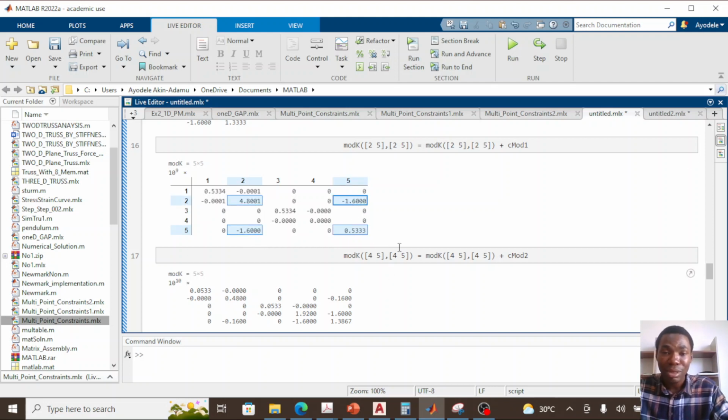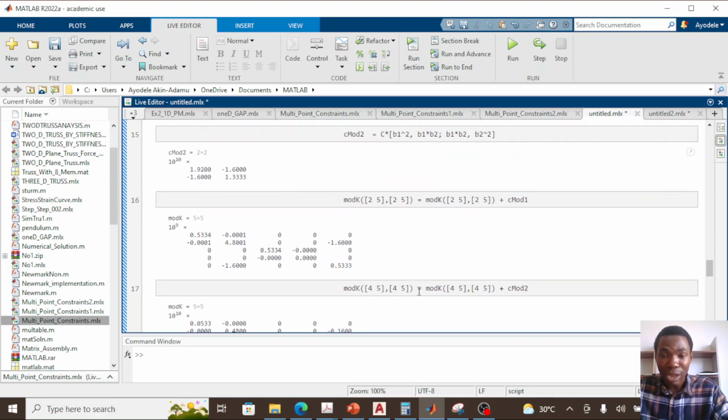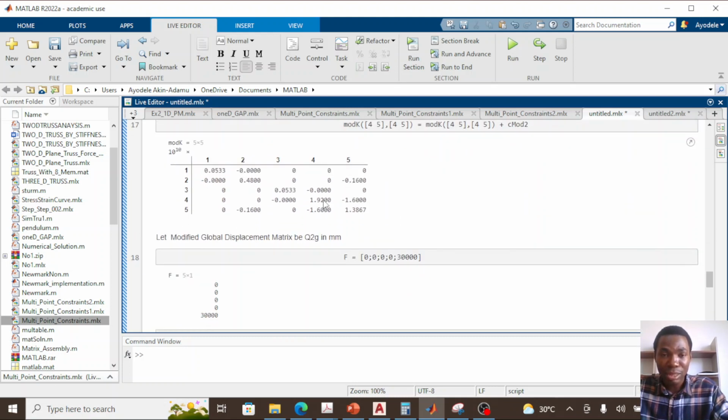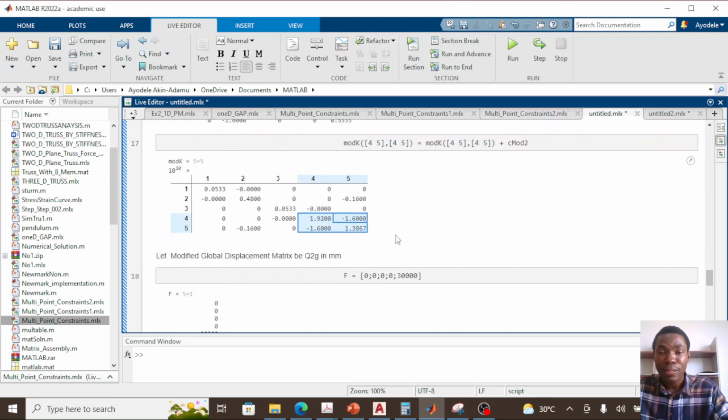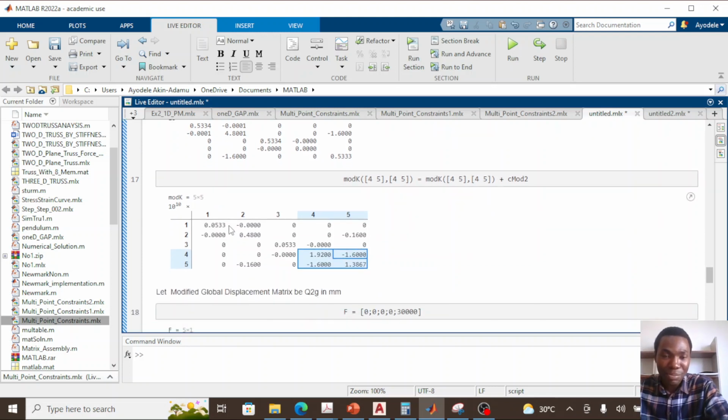For the second multi-point constraint matrix, we add it at 4 and 5, as I have said earlier. 4 and 5. So we add C mod 2 at 4 and 5. So it gets added to the modified matrix at these 4 points. So this is all the modification we need to do to the stiffness matrix. So now this is the modified stiffness matrix, considering all boundary conditions.